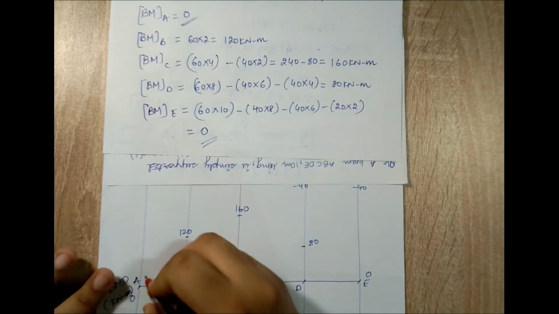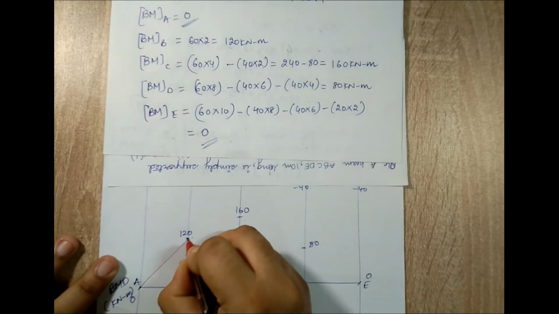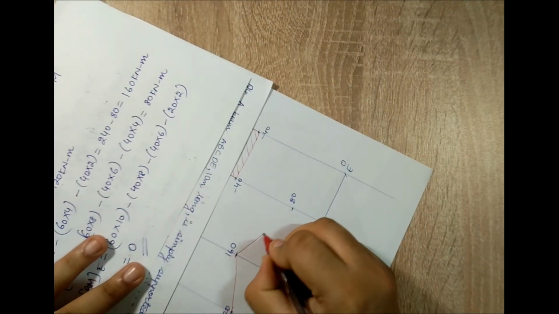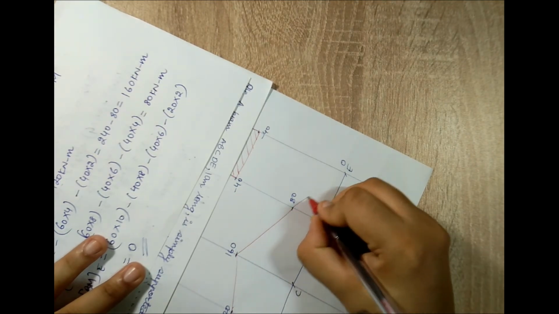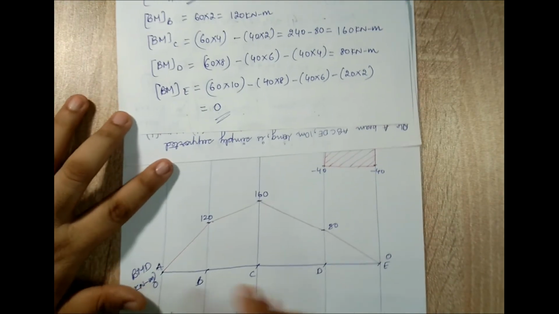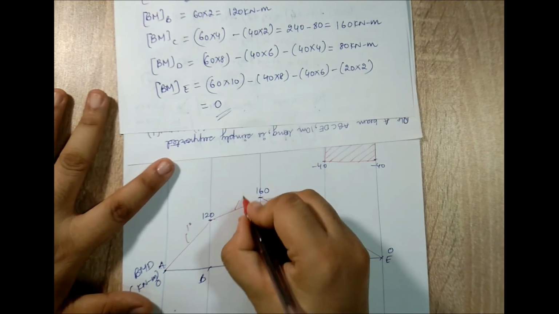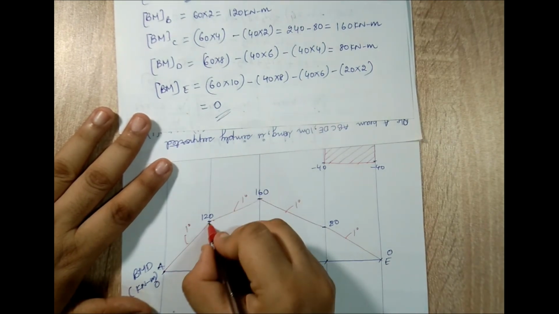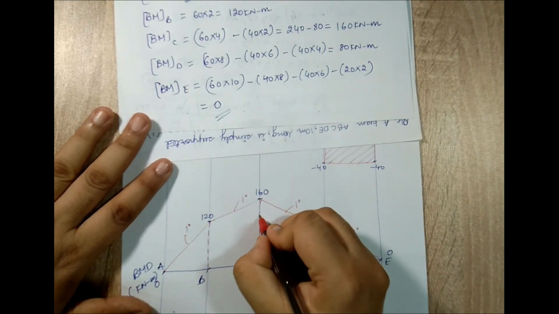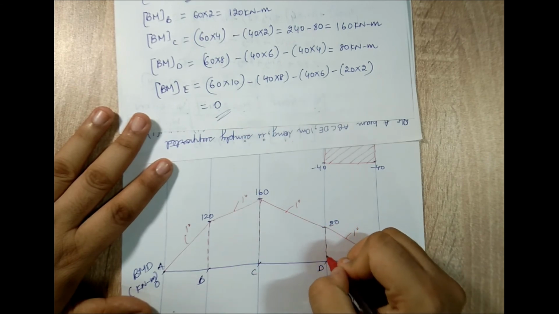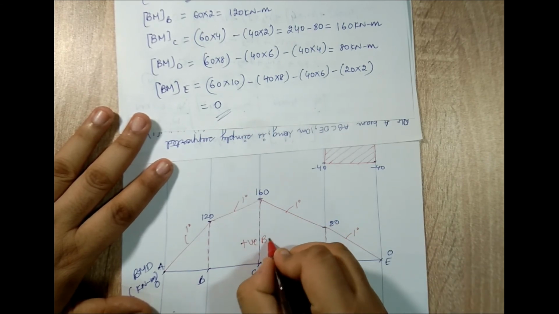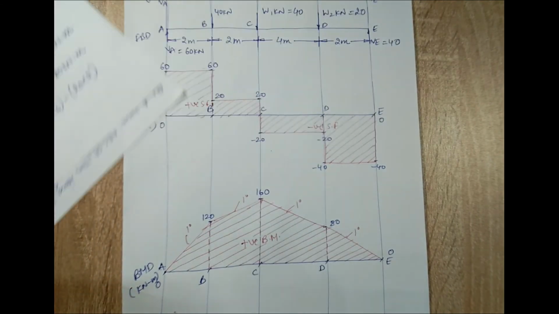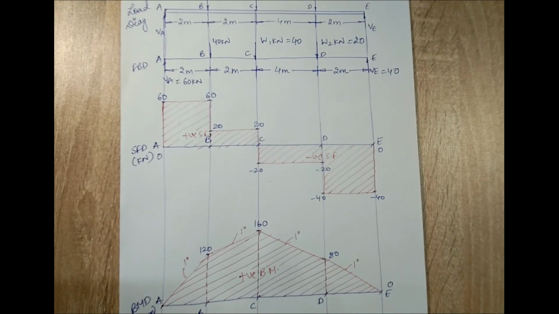Now I'll join the points. I'll join with a straight line from 0 to 120, 120 to 160, 160 to 80 and 80 to 0. These are all straight lines. In case they look curved, I'll just write here 1 degree line. So they are straight lines. And I'll join these points. So this is my positive bending moment. I'll draw the hatching line now. So this is my bending moment diagram and shear force diagram.